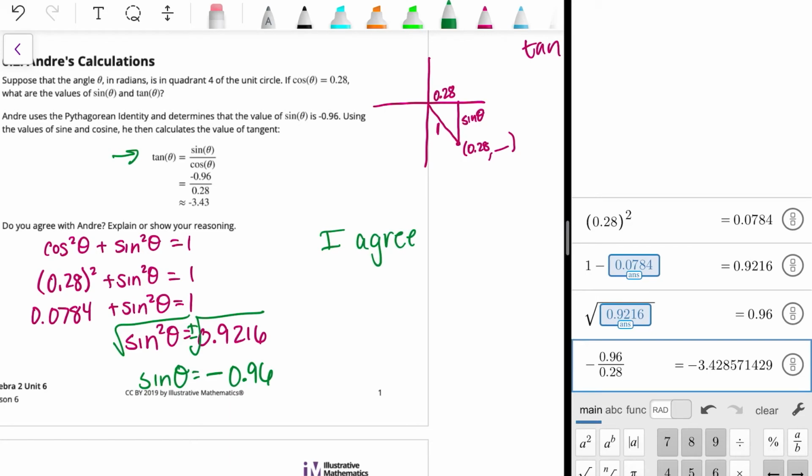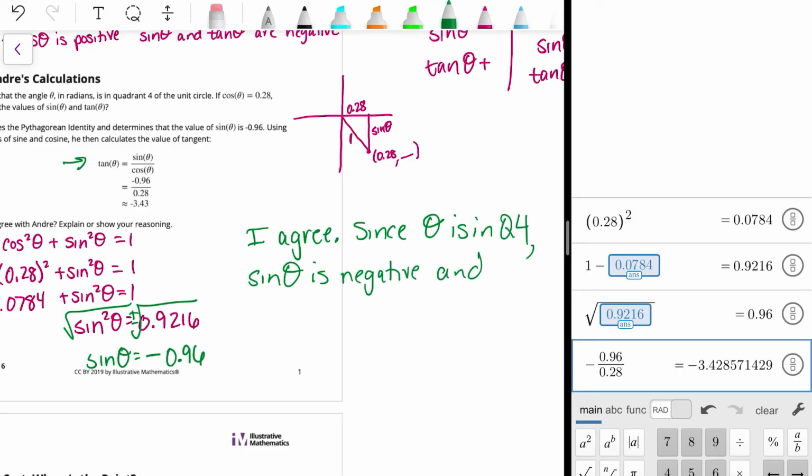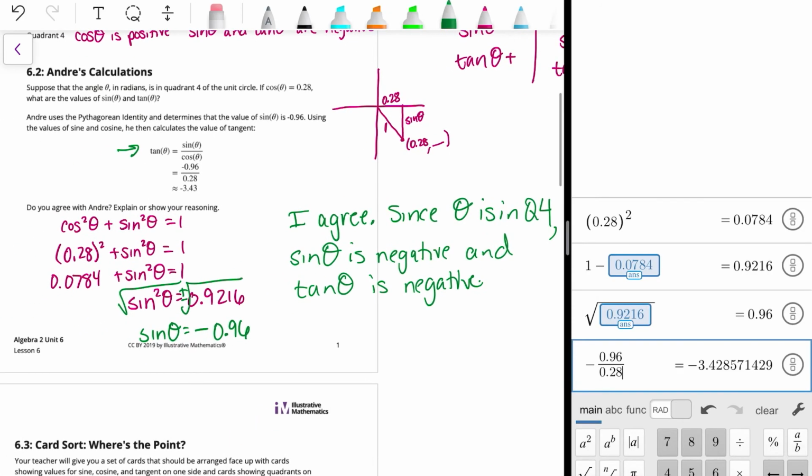And then some of the things that we just talked about: since theta is in Q4, sine of theta is negative and tangent of theta is negative, right? And we showed that work, right? So that's part of showing our reasoning, was using that Pythagorean identity to look at that.